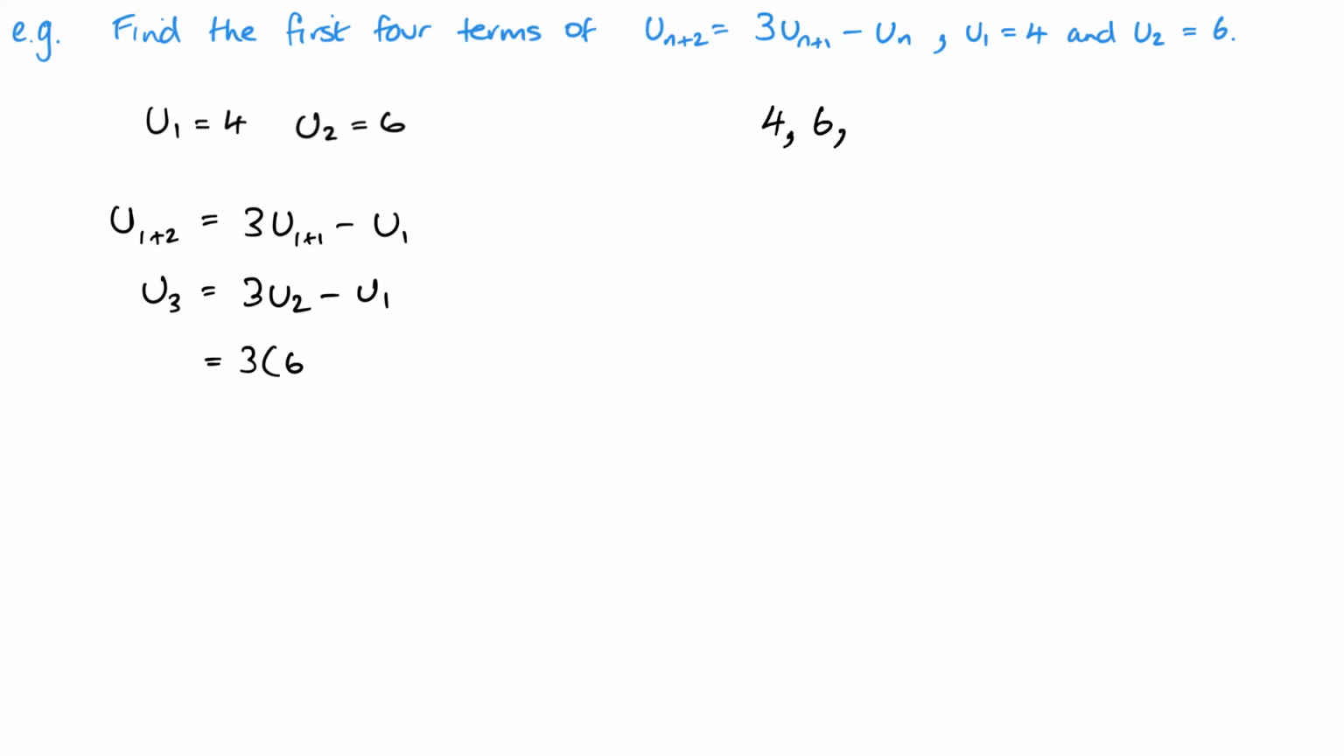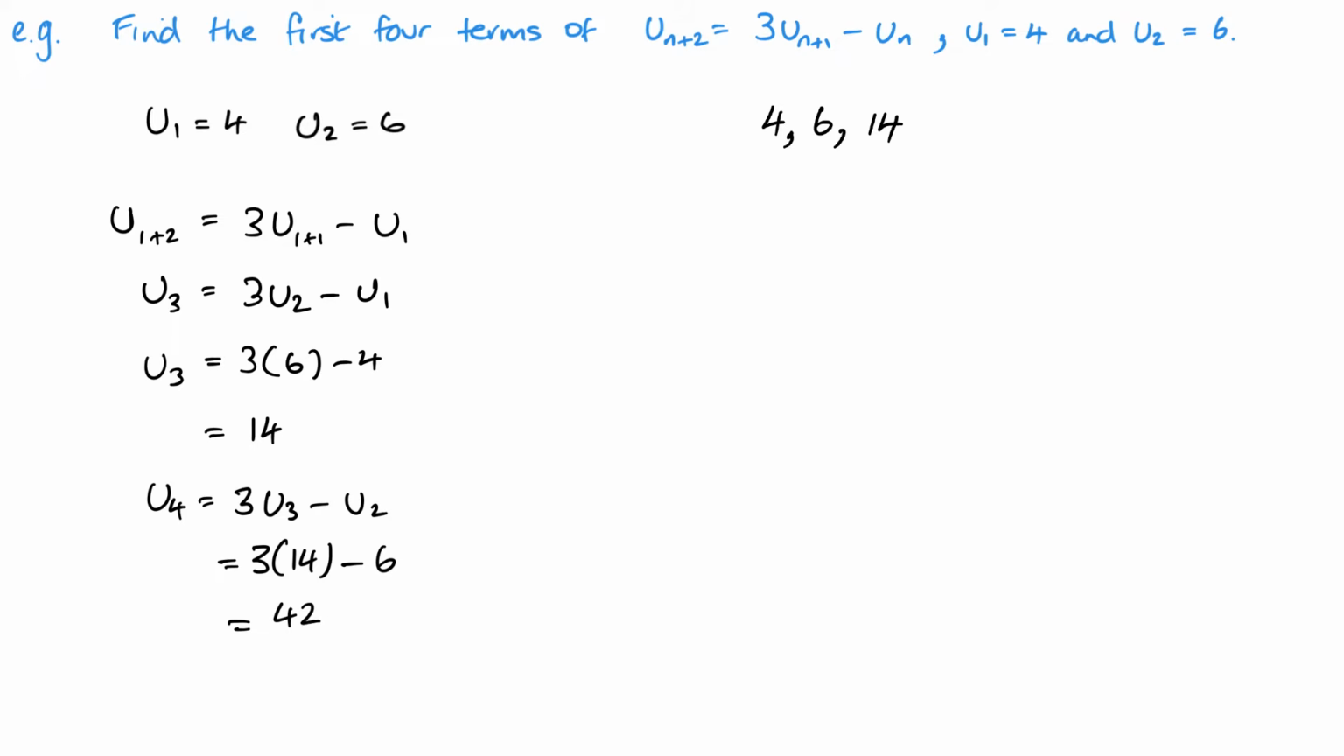So u 2 is 6 and u 1 is 4. So we get 3 6s are 18, minus 4 is 14. So my third term is 14. To find my fourth term, I've got 3 lots of my third term. I'll put it in like this first. Take away my second term. So it's 3 lots of 14 minus 6. And 3 times 14 is 42 minus 6 is 36. So fourth term here is 36.